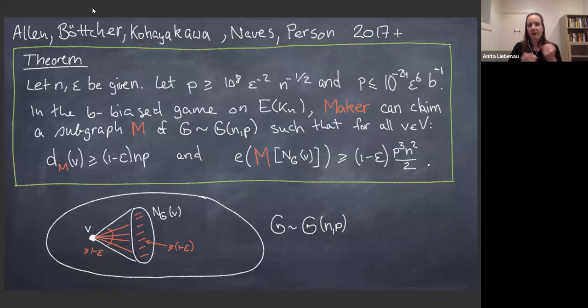So in G(n,p), you have that the degrees are concentrated around np, and the edges in the neighborhoods are concentrated around p cubed n squared over 2. And then this says that Maker has a strategy to get a subgraph which is very close to it. And the strength of this theorem is that you can apply it with an epsilon tending to 0 with n, but then you sacrifice p. So then p needs to be significantly larger than 1 over root n, and also significantly smaller than 1 over b. So you get a sparser random graph, but you get much closer to being an actual subgraph of the random graph. Okay, now let's see what this theorem is useful for.